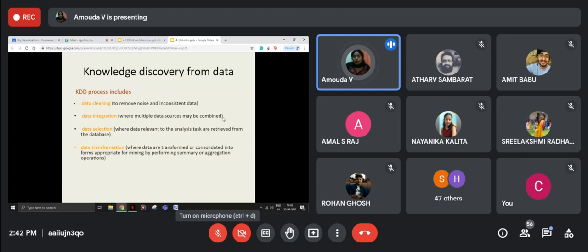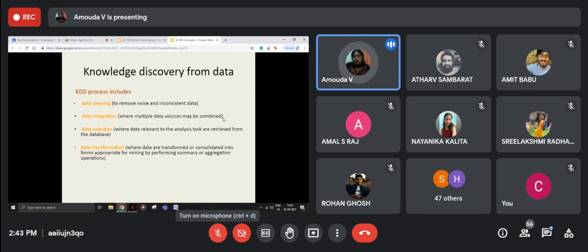That's what it is given. Data cleaning in the sense, remove noise and inconsistent data. I will not explain all these things; better you know what is inconsistent data. Remove noise means unwanted data, and inconsistent data is not consistent. Regularly, the time interval and also the format is inconsistent. Once it is clean, it will be integrated.